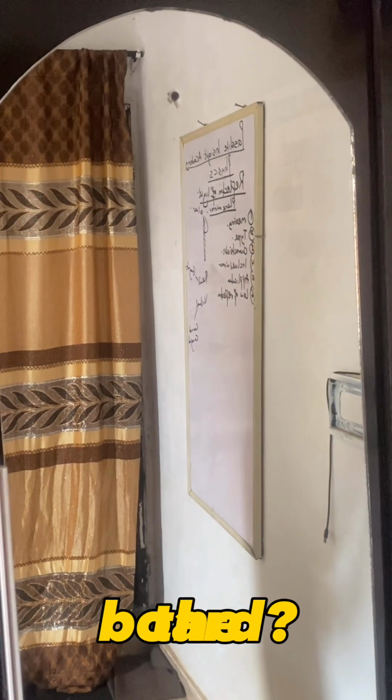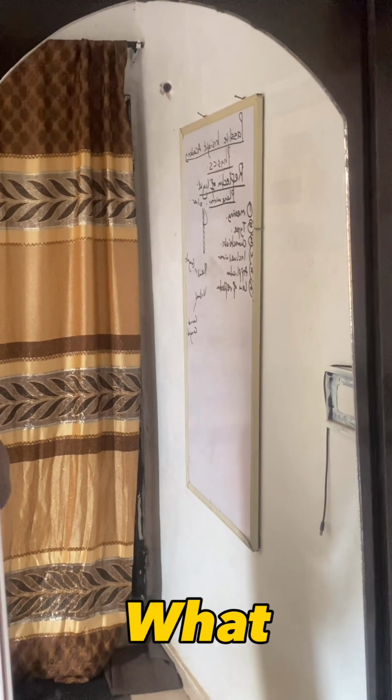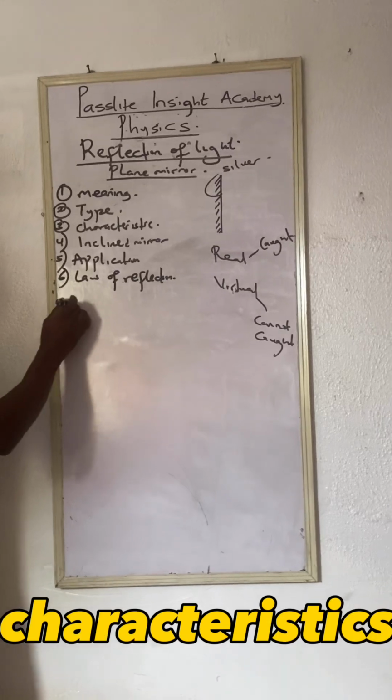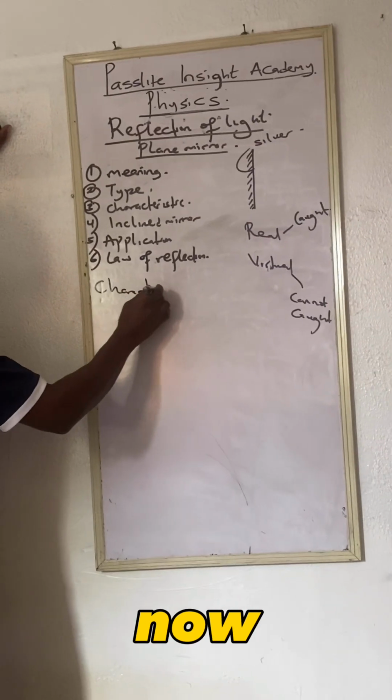You can see the image on the board. You see what happens to the image on the board. Can you see it now? What happens to it? What you see, that is what you are going to write. The characteristics are what I've shown you now of a plane mirror.